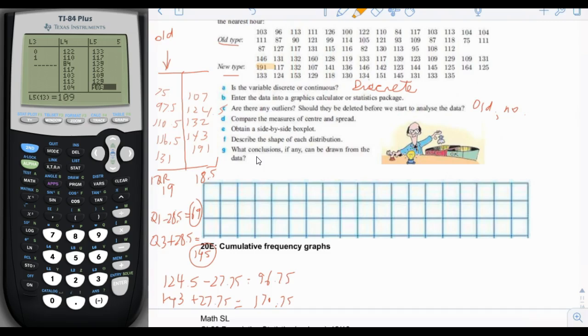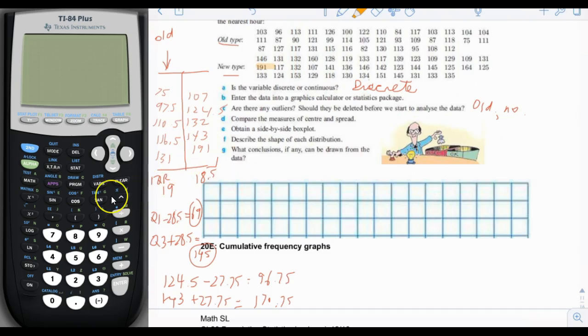So, should they be deleted before we start to analyze the data? Well, remember, there are legitimate reasons to include or exclude outliers. If the outliers were an error in measurement, then you're allowed to exclude them. But in this case, we don't really know why the outlier is there, so maybe it should be included. Okay? Compare the measures of center and spread.